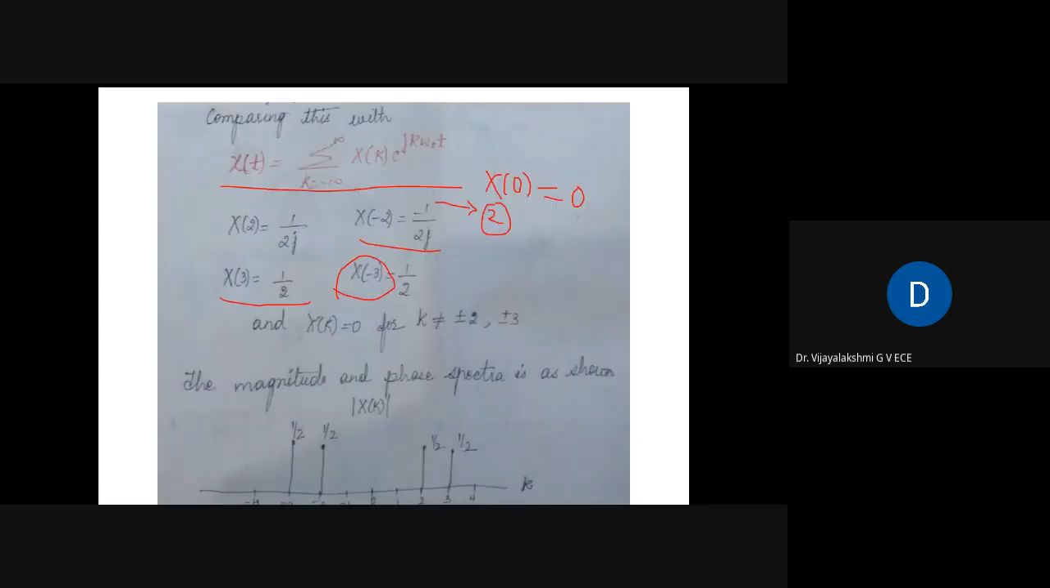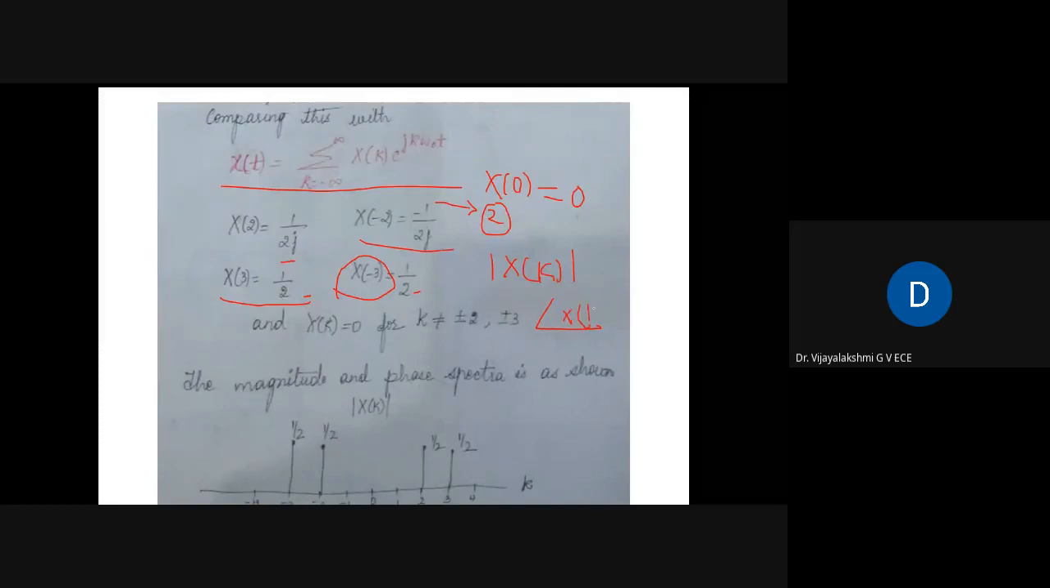Now we have got 4 Fourier series coefficients. So x of k is equal to 0 for the values of k other than these, and for k is equal to 0 also x of k is 0. Now as we did in the previous problem, for all of these Fourier series coefficients you have to find the magnitude, that is modulus of x of k, and you have to find the phase.